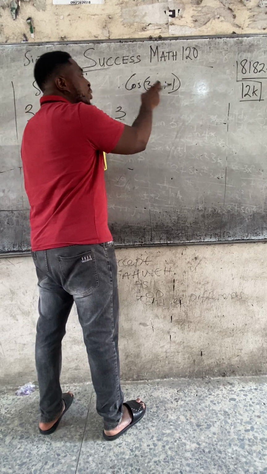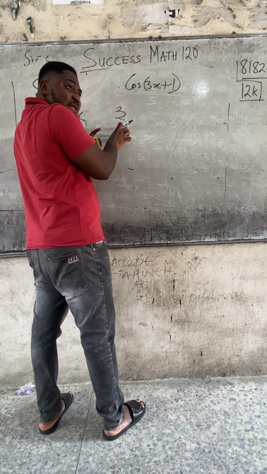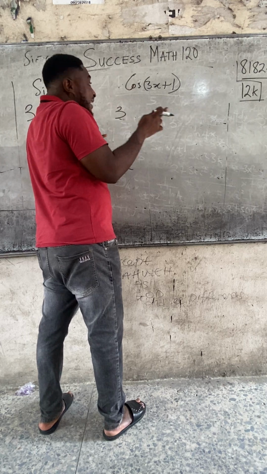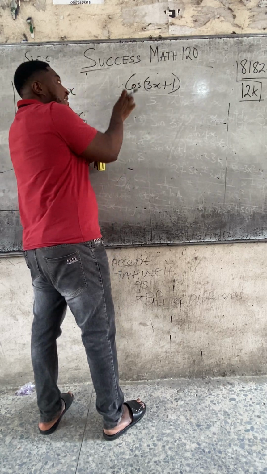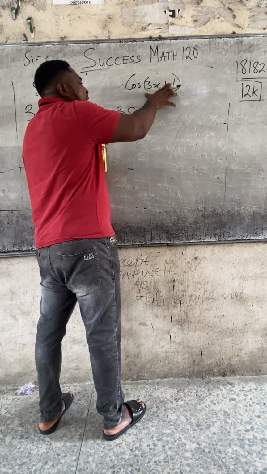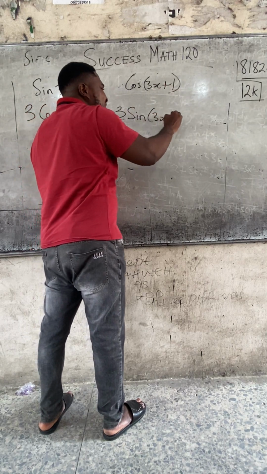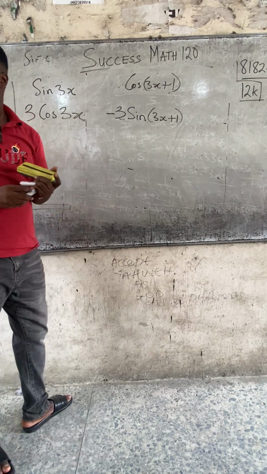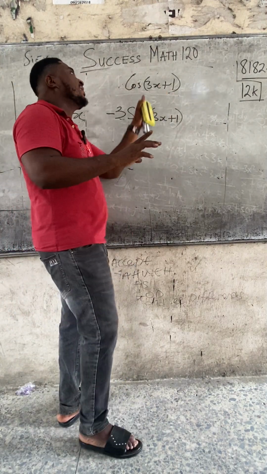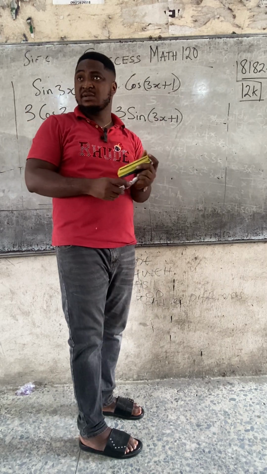Anytime they give you cos, whatever, differentiate what is in the bracket, put it in front. Differentiate 3x is 3. 1 is a constant, it has disappeared, so only 3 is here, right? Cos changes to what? Minus sine. Now repeat everything in the bracket again. 3x plus 1. Do you understand? When repeating it again, you're not saying that 1 will disappear. No. Everything in the bracket, write it out.